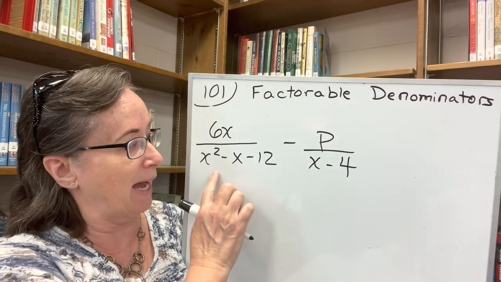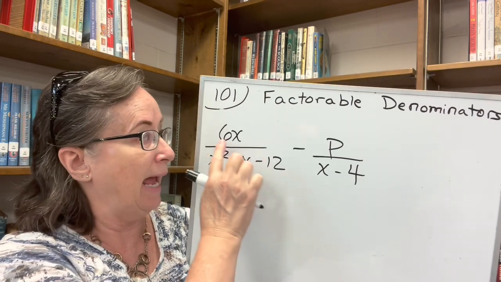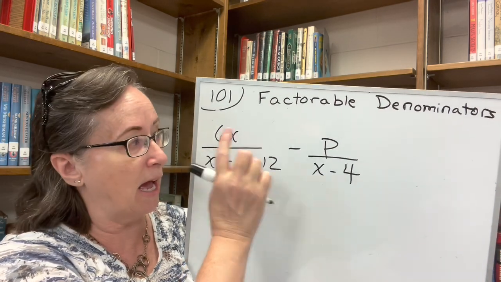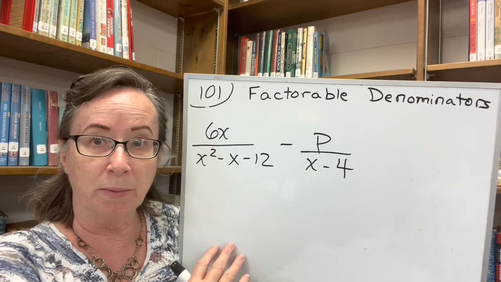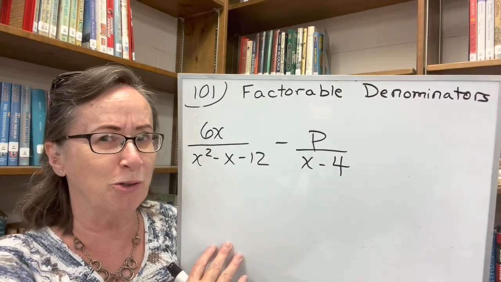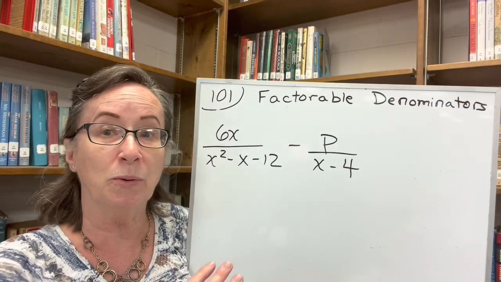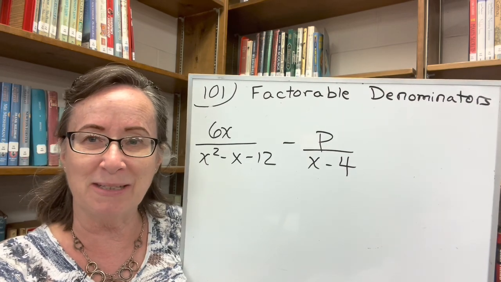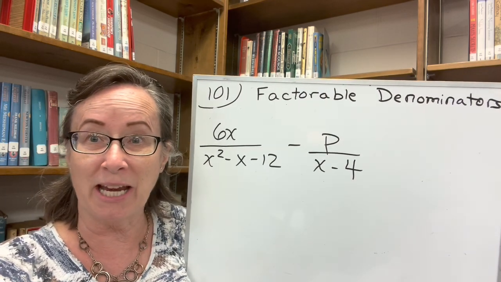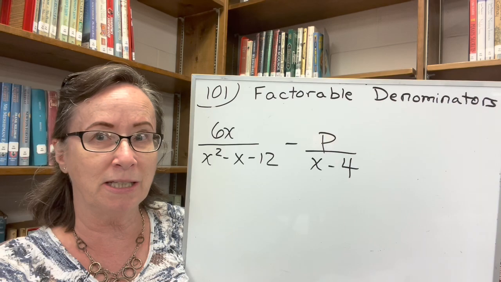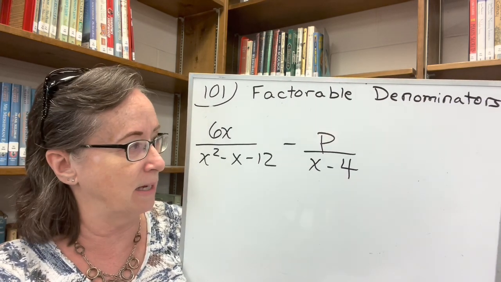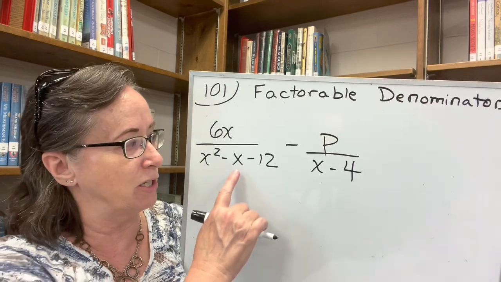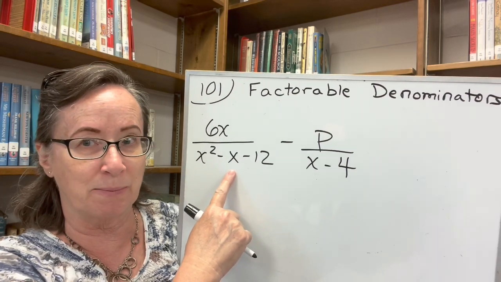So here we have a trinomial on the bottom and a monomial on the top, and here we have a binomial on the bottom and a monomial on the top. Now, in order to subtract fractions, we know that we must get a common denominator. And that doesn't change. So we're going to have to get a common denominator between these two denominators. In order to do that, we really need to know what this denominator is made from.